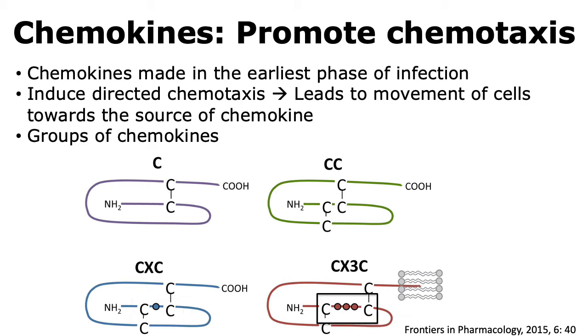The last one is going to be the CX3C. In the case of the CX3C, if you're following the pattern, then you can already guess that there are 2 cysteines, but between those 2 cysteines, there are 3 amino acids. And thus the sequence is a cysteine followed by 1 amino acid, 2 amino acids, 3 amino acids, and then another cysteine.